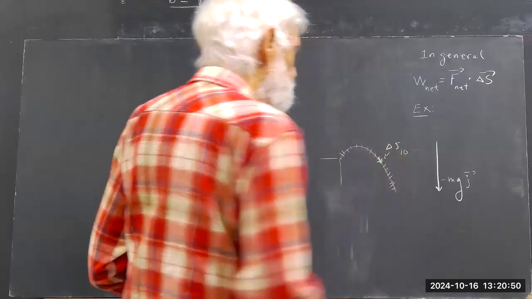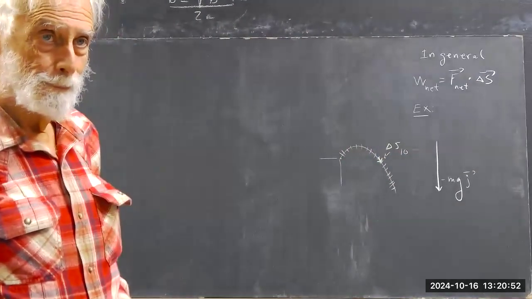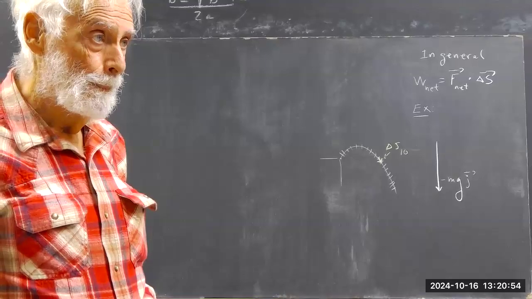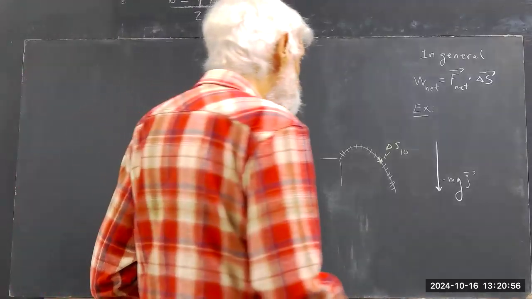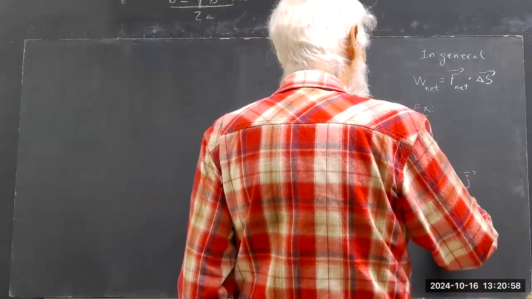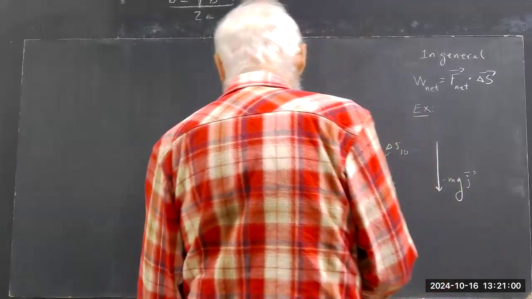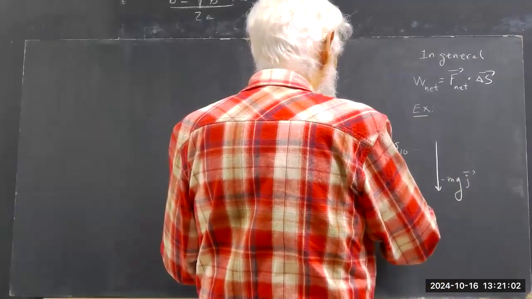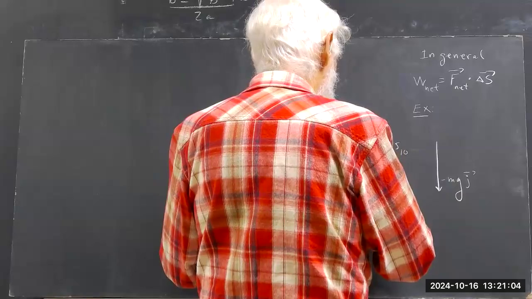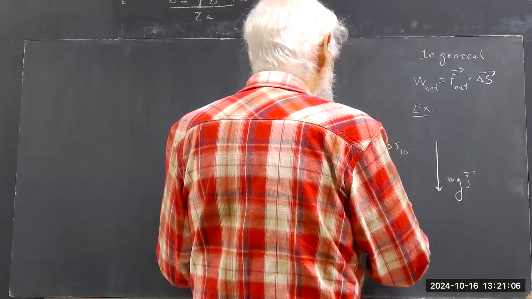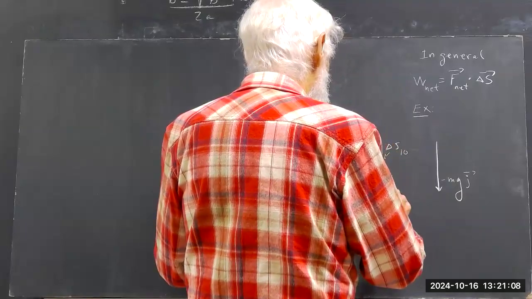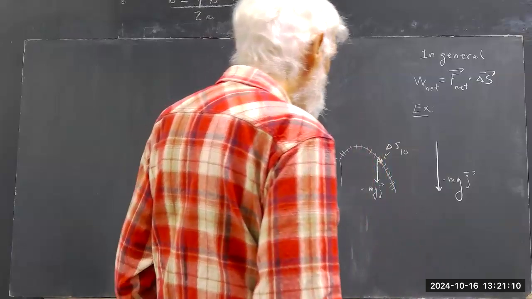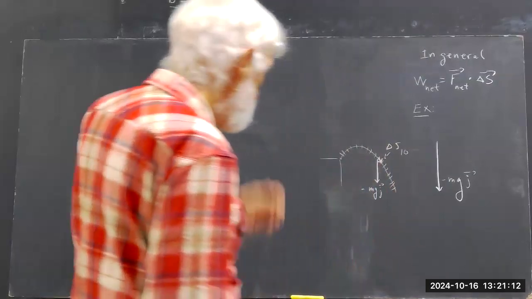I'll call that delta S10. Okay. If I put that together with my mg, or my negative mgj, okay.